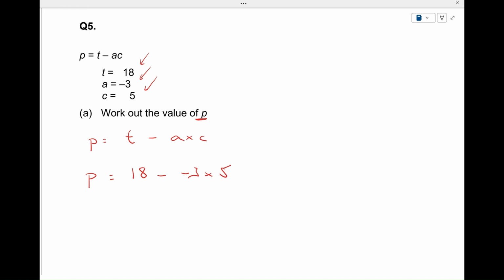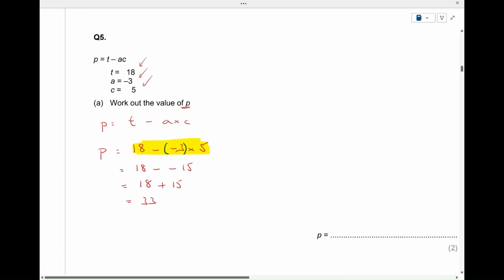Now, you can probably put that straight into your calculator, and it'll work out the answer. But if I were you, I'd get used to putting those negative signs in brackets. But if you put that straight in your calculator, it'll work. If you prefer, you can do this. 18 minus minus 3 times 5: minus 3 times 5 is minus 15. So I get 18 plus 15, which is 33. But to be honest, I would just put that straight in your calculator and get the answer.